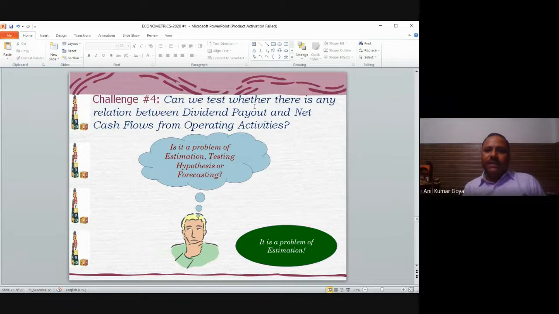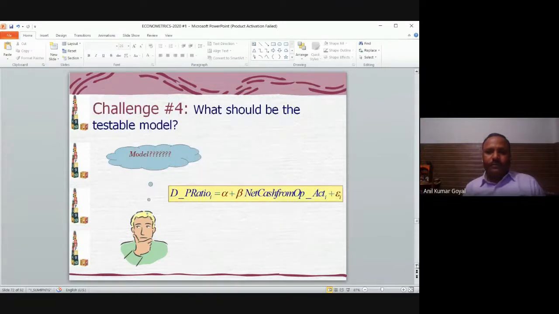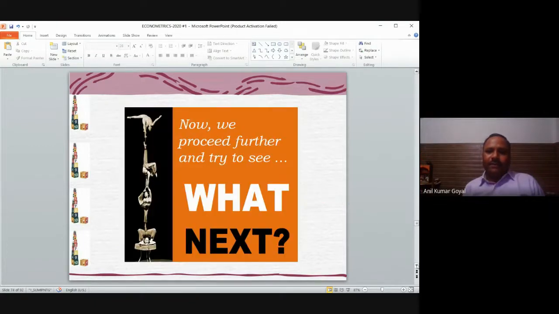Can we test whether there is any relationship between dividend payout and net cash flow from operating activities? Is this a problem of estimation, testing, hypothesis testing, or forecasting? So it is a problem of estimation. So we want to estimate. Okay. What should be the testable model? Dividend payout ratio is equal to alpha plus beta times net cash flow from operating activities plus error. Now we proceed further.